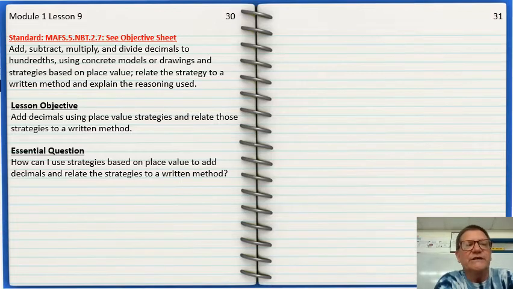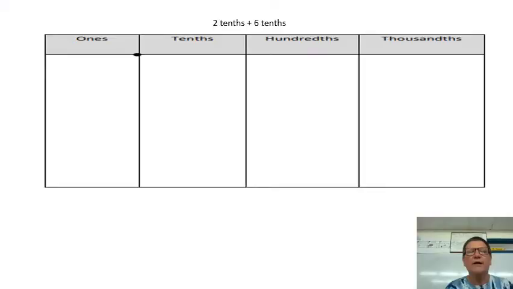The next thing is the essential question. How can I use strategies based on place value to add decimals and relate the strategies to a written method? Okay, well, let's get started. Now, before I even get started, remember, you only have to copy 2 of these. I would possibly go through the video and find the 2 that you think are best for you and copy those 2, because there's going to be a little difference on some as we go.